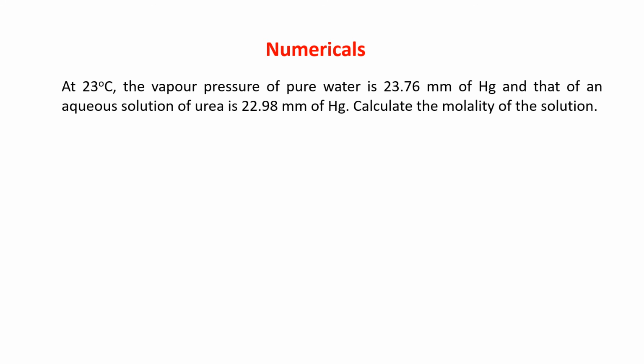Let us solve some numericals. At 23 degrees centigrade, the vapor pressure of pure water is 23.76 millimeter of mercury, and that of an aqueous solution of urea is 22.98 millimeter of mercury. Calculate the molality of the solution. Now, how to go about it? First, what is the molality of the solution?